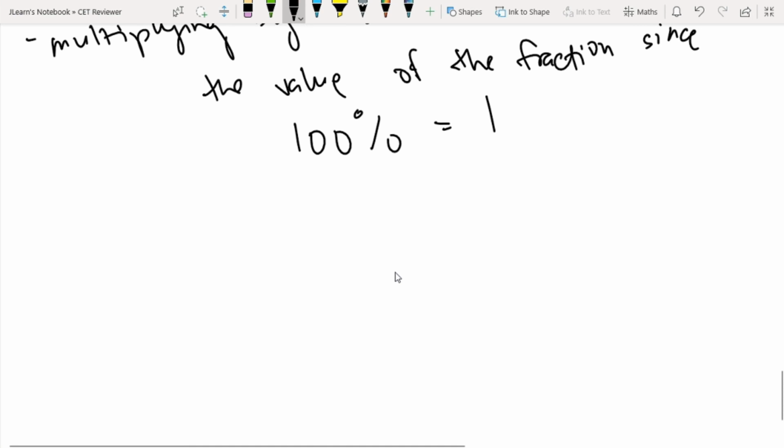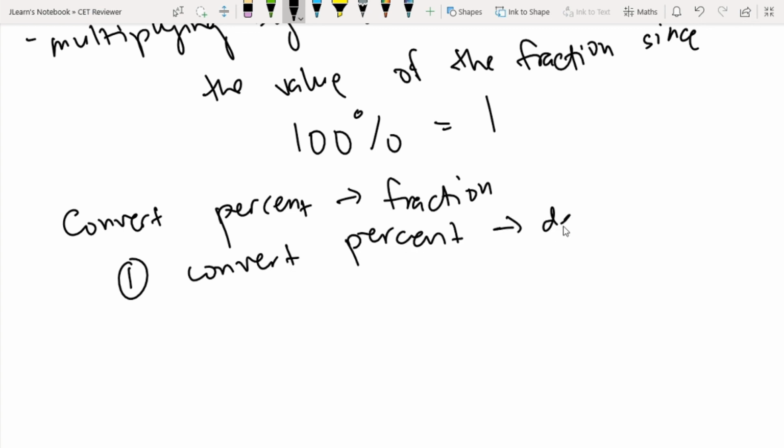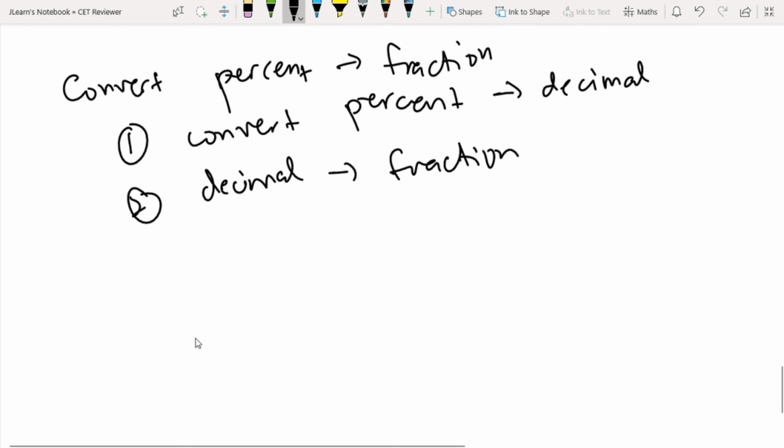Okay? Then last is how do we convert percent to fraction? So ito, ang magandang gawin dito is just convert mo muna yung percent to decimal. And then, convert mo yung decimal into fraction. Okay? So, 2 steps.